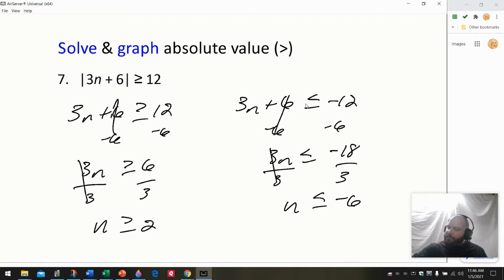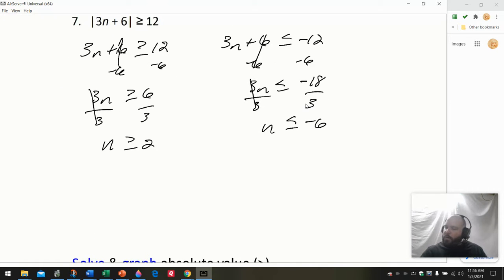So there again, this is going to be an OR graph. And you'll see whenever I go to graph it why it doesn't get combined. But we have a -6 right here. And then we would go 5, 4, 3, 2, 1, 0, 1, 2. There's 2 right there, 3, 4.